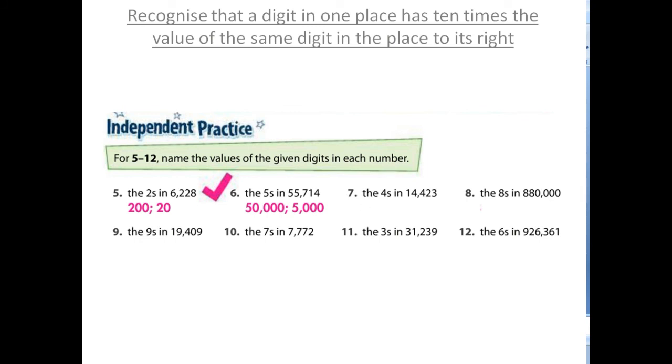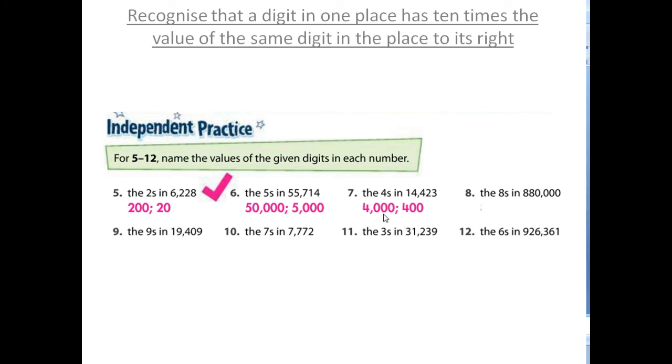Okay. The 4s in this number, 14,423. Let's get started with this 4. How many digits beside the 4? 1, 2, 3. So it's going to have only 3 zeros. And what about this 4? How many digits beside it? Only 2 digits. So it will have only 2 zeros. So the value of the 2 4s will be like that, 4,400. Okay?